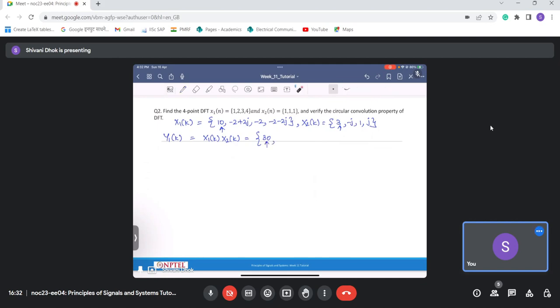Then this minus 2 plus 2j gets multiplied by minus j, so this comes out to be basically 2 plus 2j. Then this minus 2 gets multiplied by 1, so it is basically minus 2, and this minus 2 minus 2j gets multiplied by this j here, so this is basically minus 2j minus 2j into j, so this comes out to be equal to 2 minus 2j.